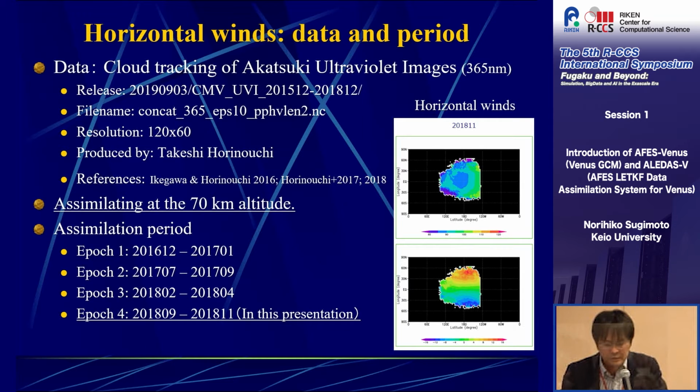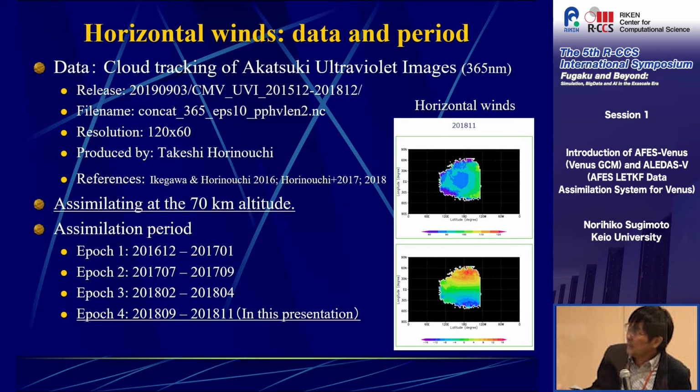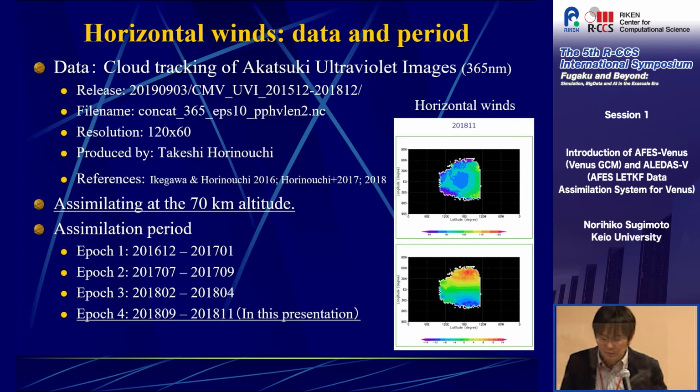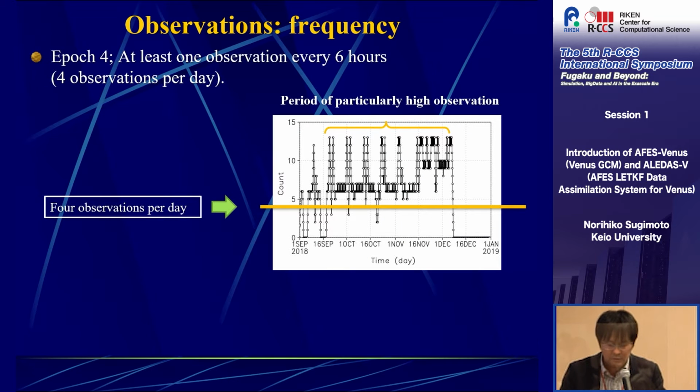So here is the horizontal wind derived by cloud tracking of Akatsuki UVI ultraviolet images with this wavelength. Here is an example of zonal wind and meridional wind, which is assimilated at 70 kilometer altitude. And we have already produced 4 analysis datasets in those epochs. We focus on this epoch 4 because in this epoch, we have many observations.